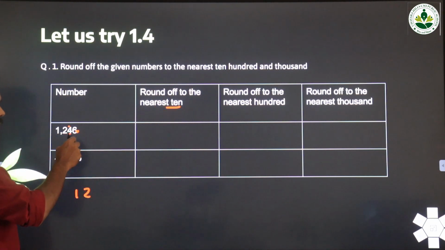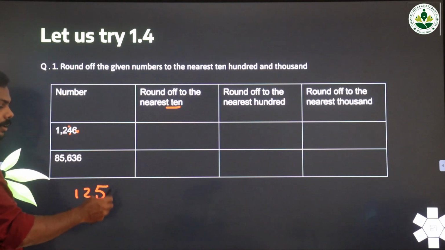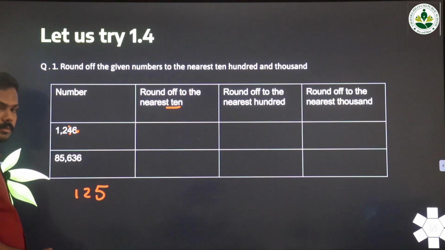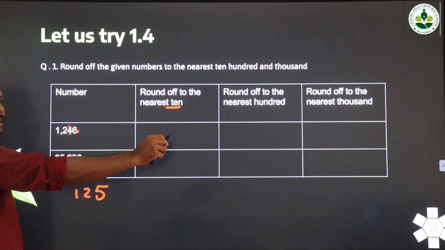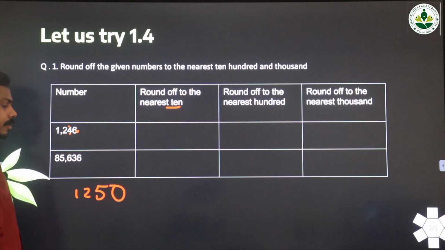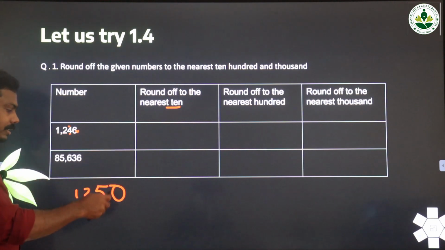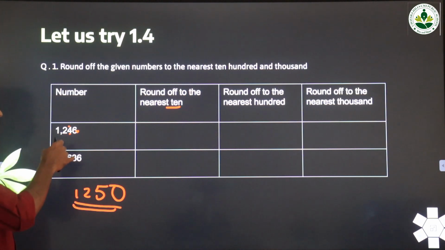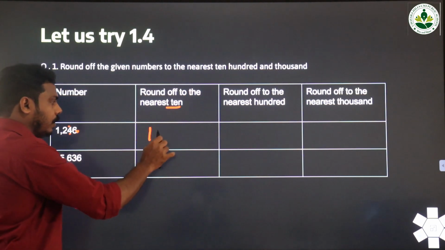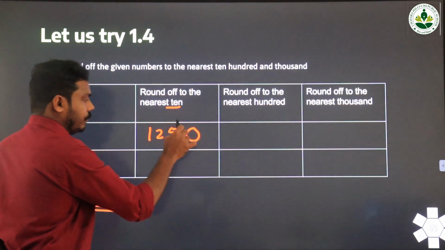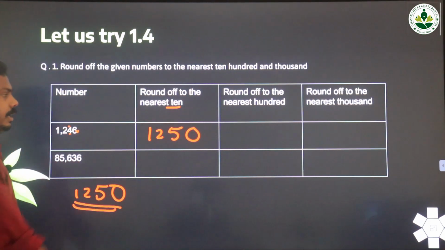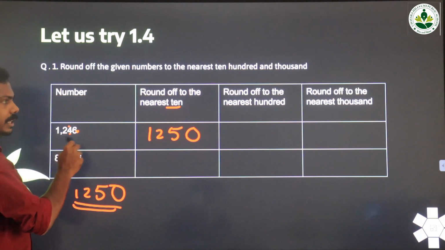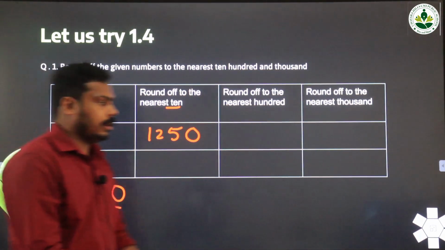So add 1 to the tens place digit, that is 4. 4 plus 1 is 5. And the next right side digits become 0, so place 0 instead of the next places. So the nearest 10 of 1246 is 1250.